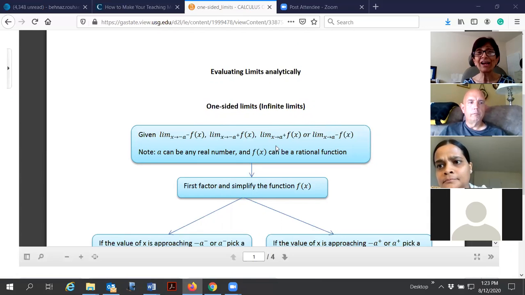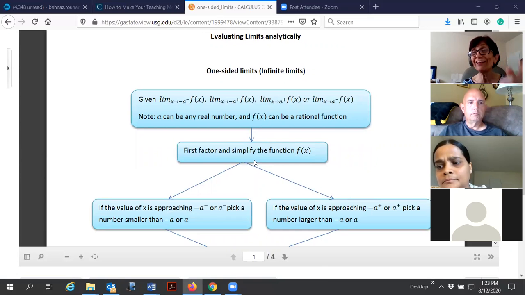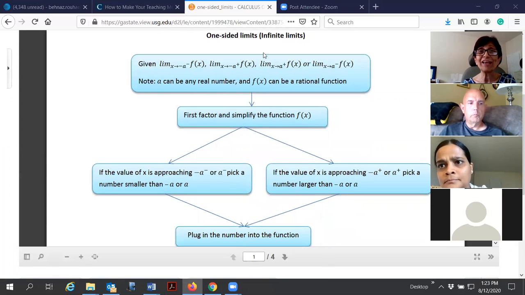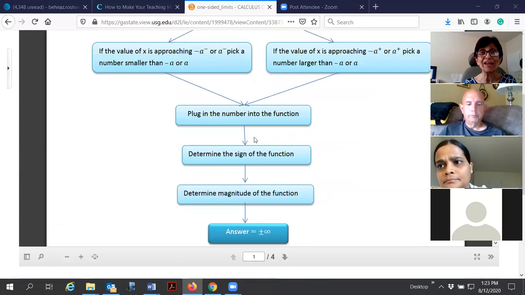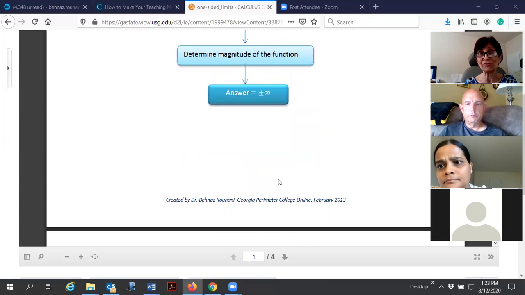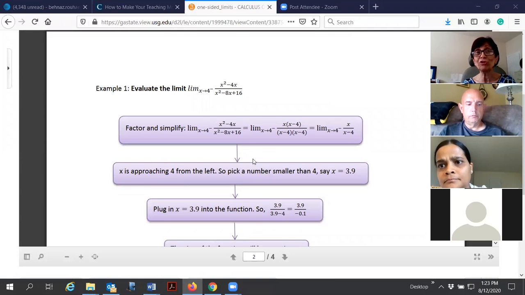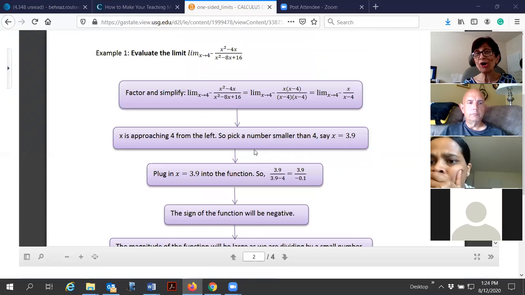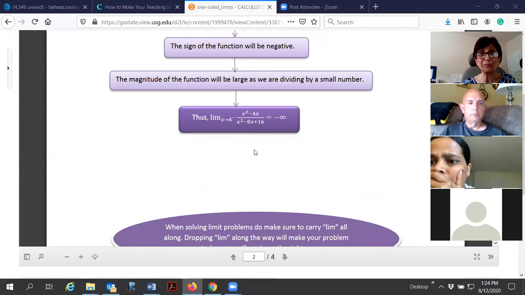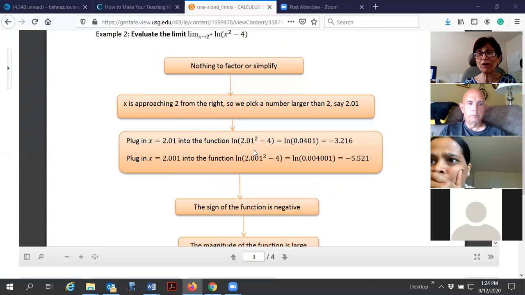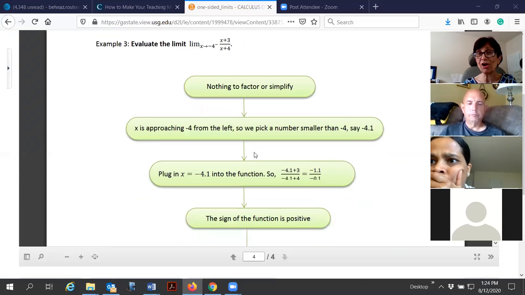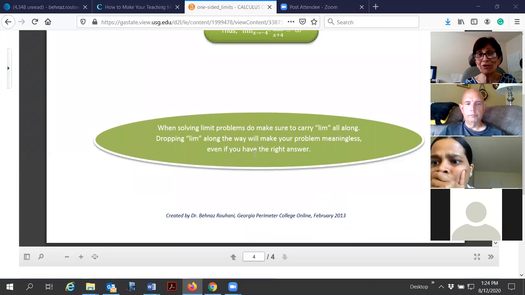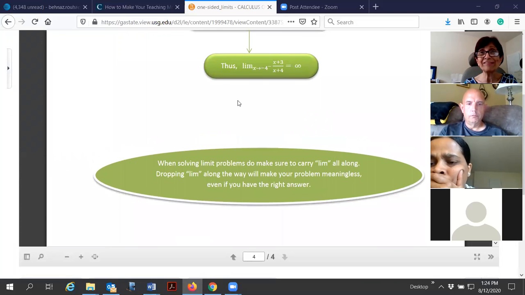But I have put it in a way to get their attention. So I say, okay, this is what you do. First factor and simplify. Then it's either this or this. Then you plug in, and the answer is this. Then I start doing examples. The first page is the concept, understanding the meaning of those limits, and then I go on and work an example for them. Here is one example, and here's another one, and it goes on. You see it's colorful and it gets their attention. So that is that part.